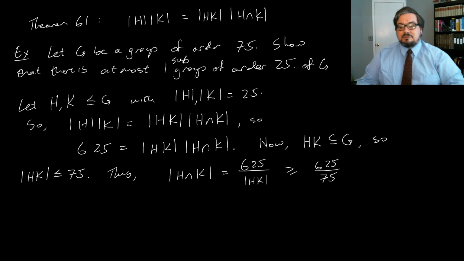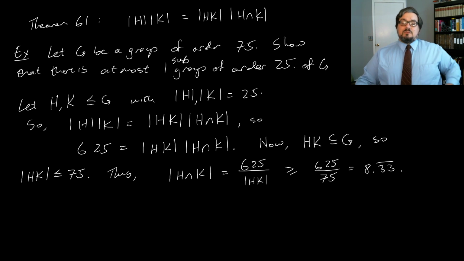And 625 over 75 is, what, 4.25. Nope, that's wrong. Sorry, why have I lost the ability to do this? 75, 50 times 4. Okay, 8.33 repeating. So the order of H intersect K must be at least, well, 9.